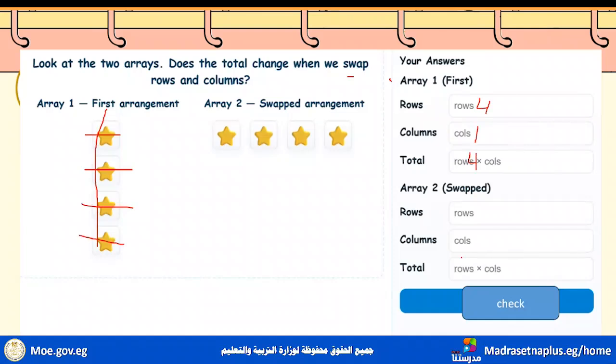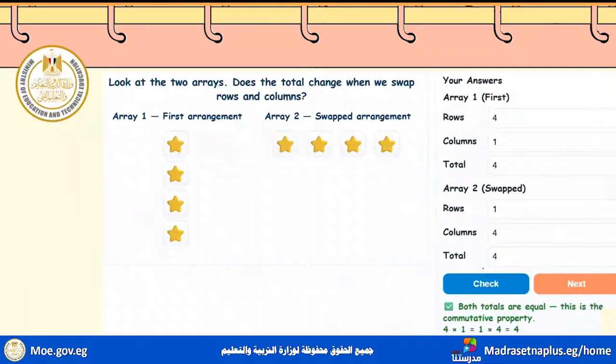Okay, let's change rows to columns or columns to rows. Now, how many rows? Just 1. How many columns? Oh, 1 by 4 equals 4. That means 4 times 1 equals 1 times 4. Let's check our answer. Yes, for the first one, 4 times 1. For the second one, 1 times 4. Both totals are equal.